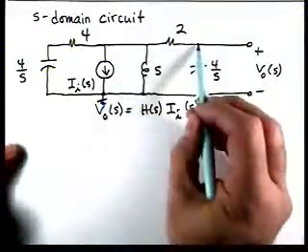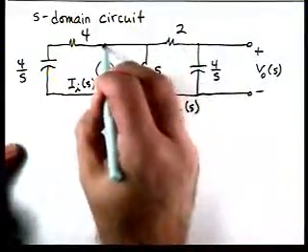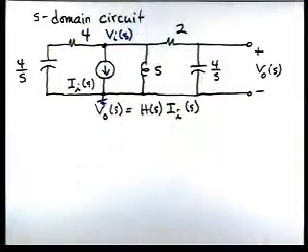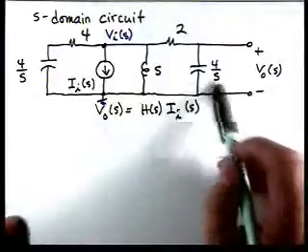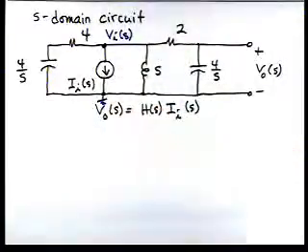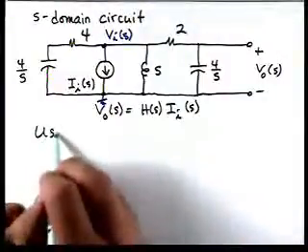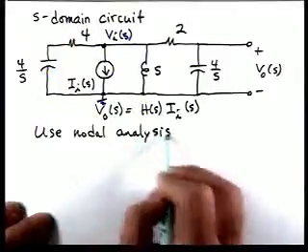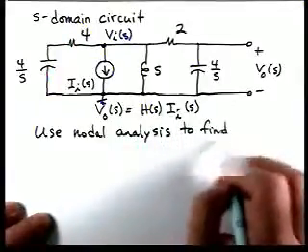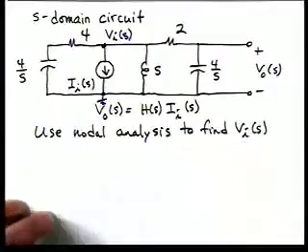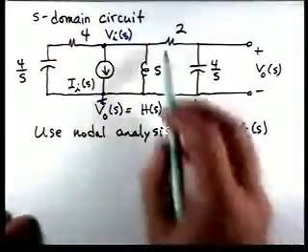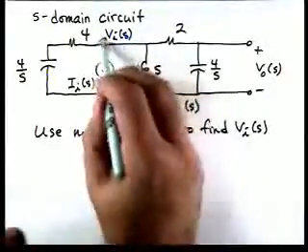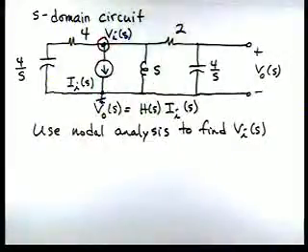Now there's a node here that's V0, and then there's another node here. I'm going to call that VI. And what I'm going to do is use nodal analysis to find VI, and then V0 is just a voltage divider. So let's use nodal analysis to find VI. And once I have VI, then I can just use voltage division. So I'm going to apply KCL at this node.